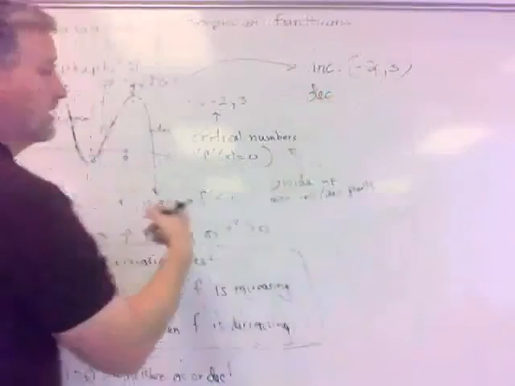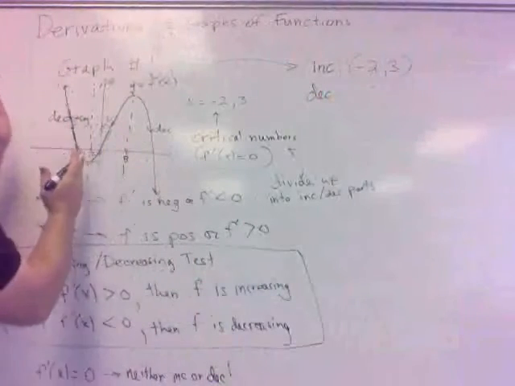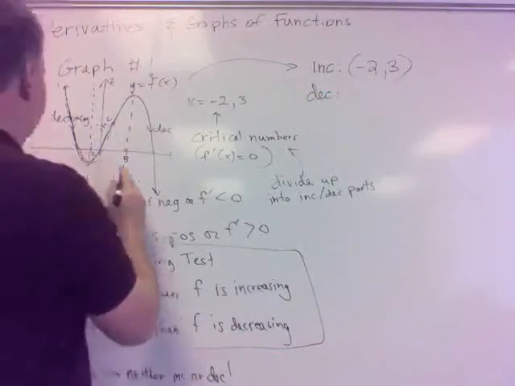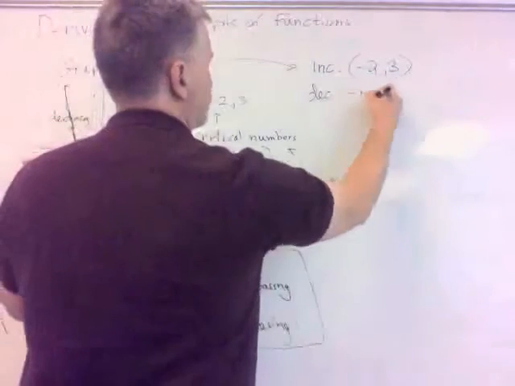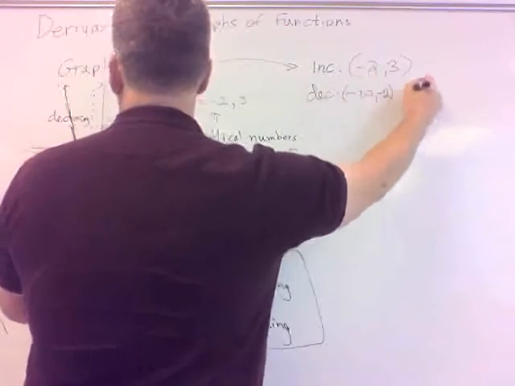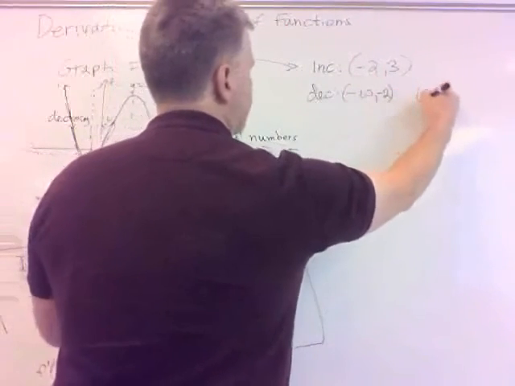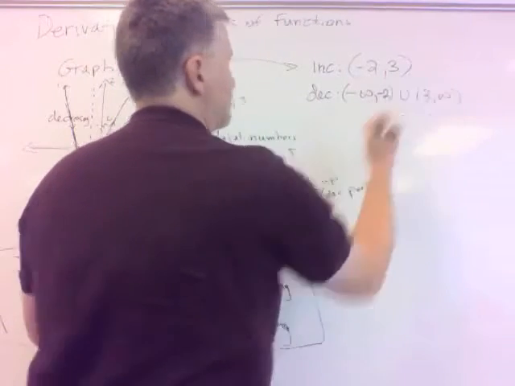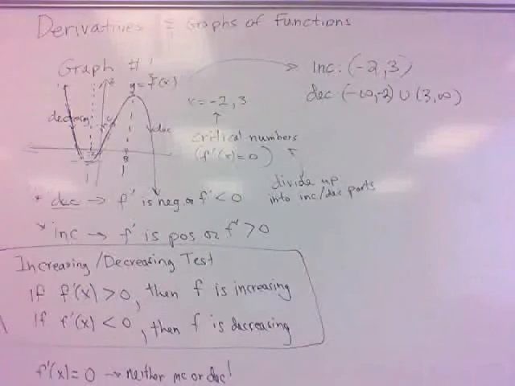Decreasing, well, we've got two parts there. It's decreasing from -infinity to -2. And then it's decreasing from 3 to infinity. So, and don't include the endpoints there either. Okay? All right.